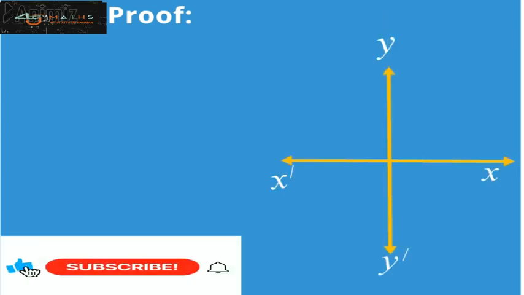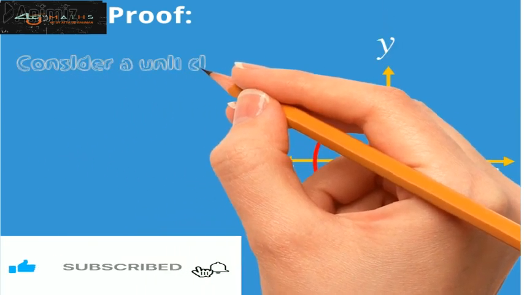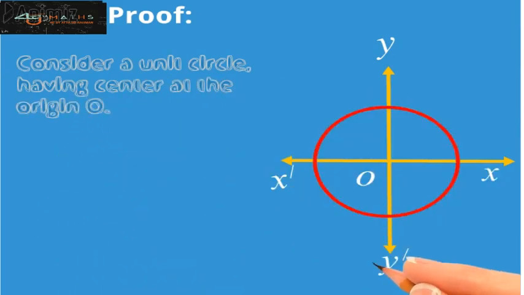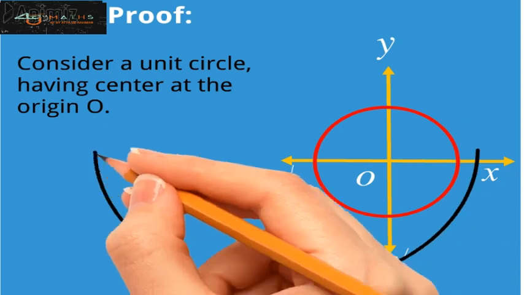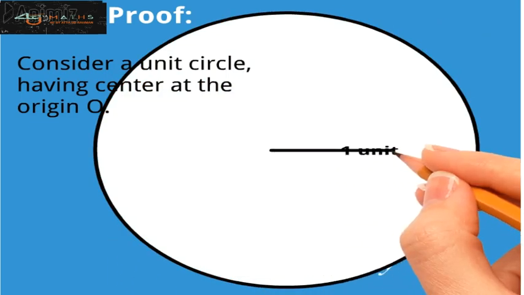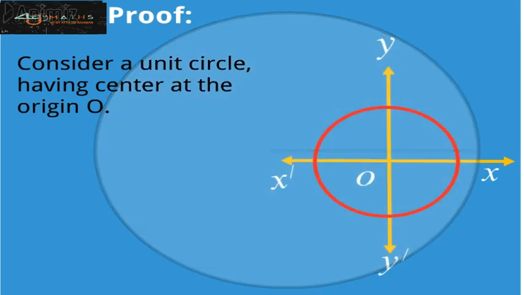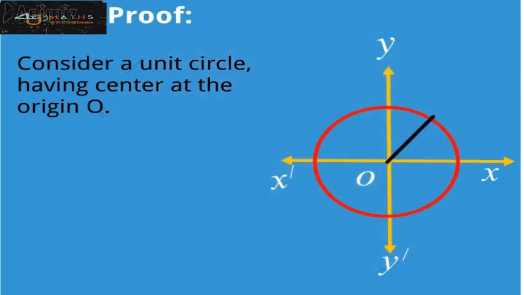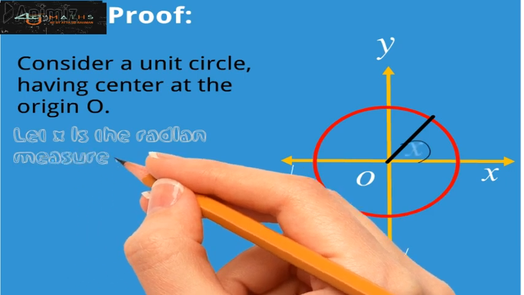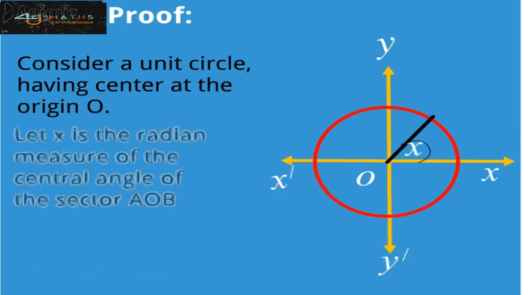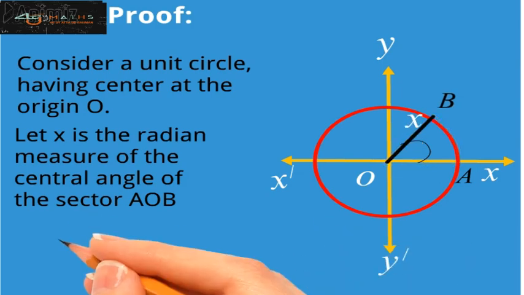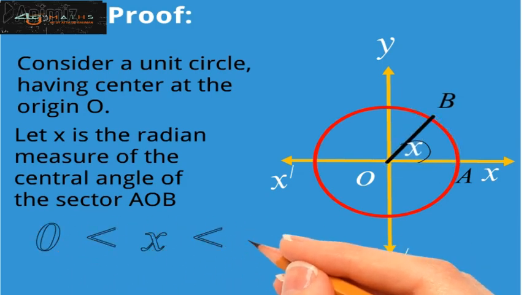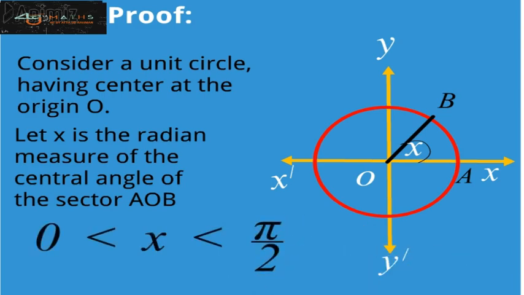Let us prove the theorem. So consider a unit circle having center at the origin O. We know that a unit circle is a circle whose radius is equal to 1 unit. Further, consider x, the radian measure of the central angle of the sector AOB. That is, this angle lies between 0 and pi by 2.